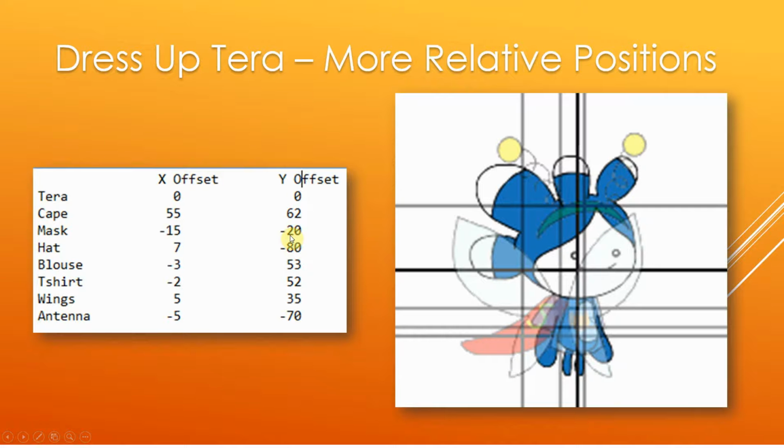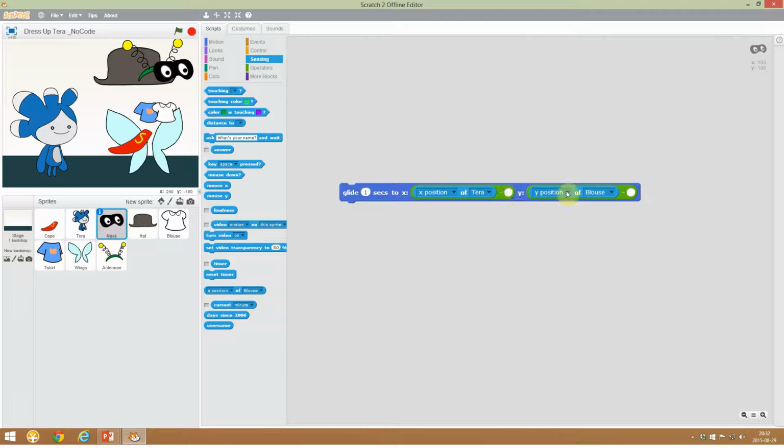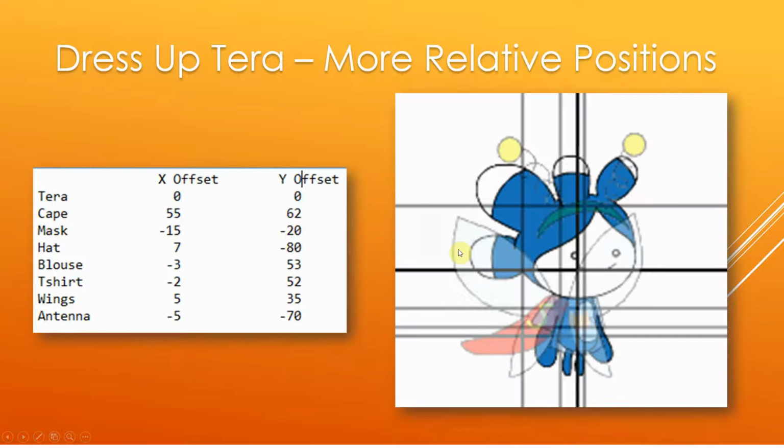So here is the picture of more than just the wings as an overlay. As you can see, none of these lines fall on top of the center line of Tera, which is the dark one here. So we have to use offsets for all of them. Tera doesn't have any offsets because she's not a clothing item, but all the other clothing items have offsets. So we're going to put these values into these placeholders here to make sure that the clothing item glides to the correct spot.